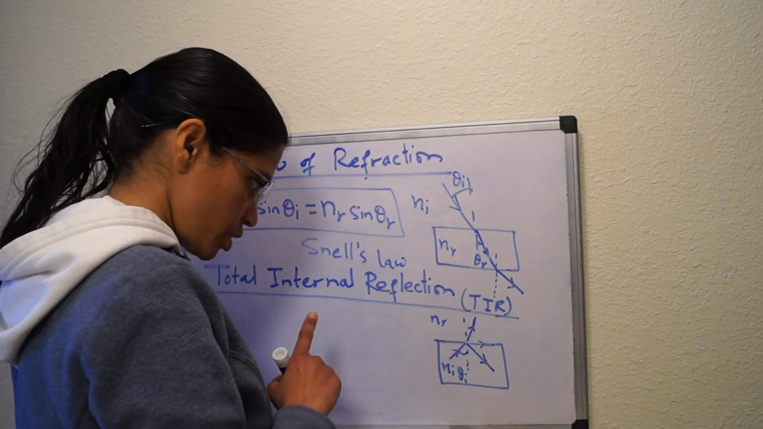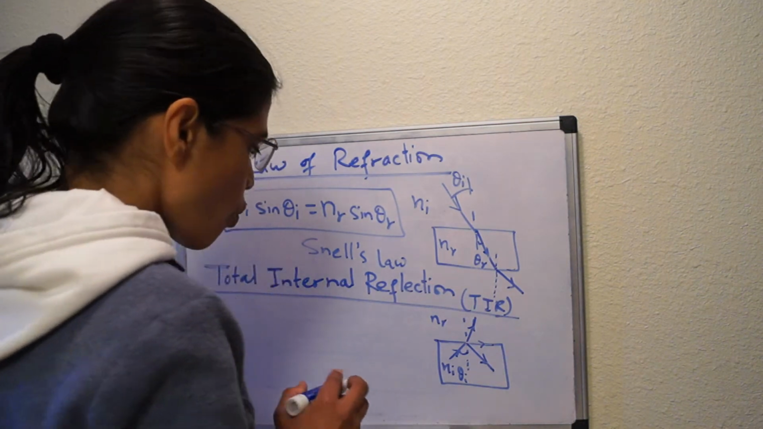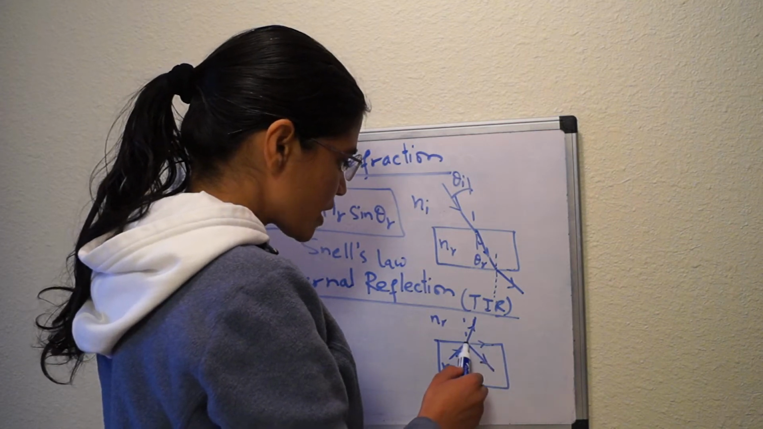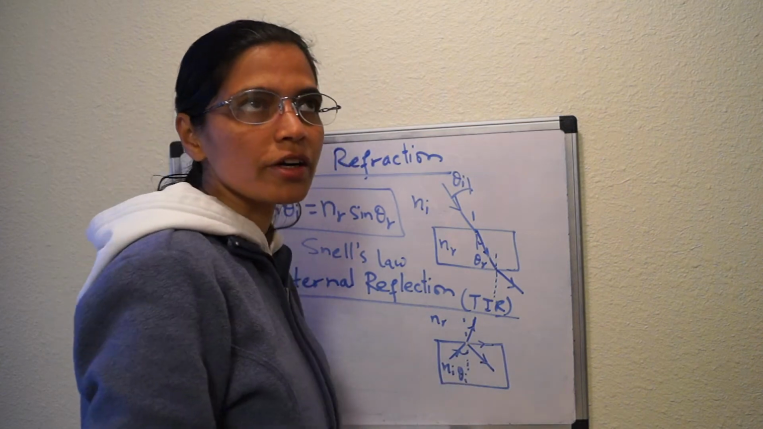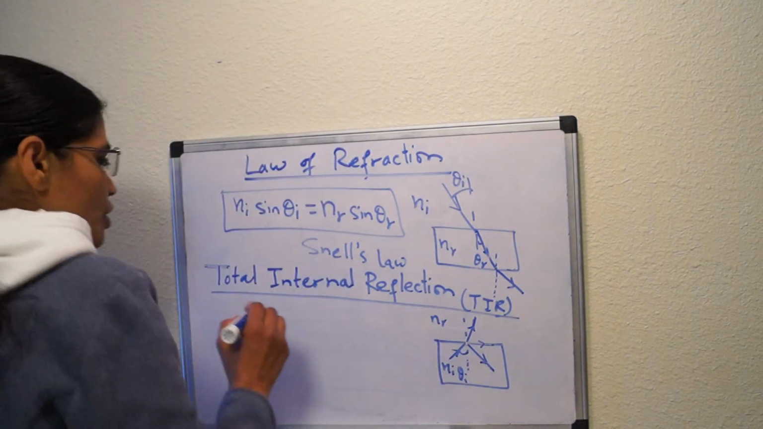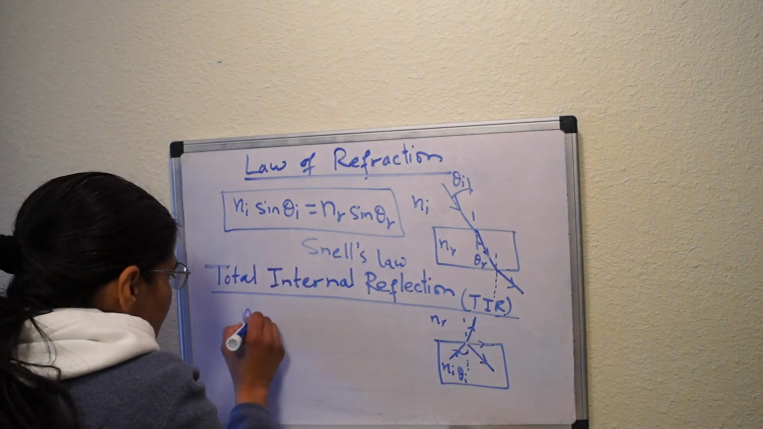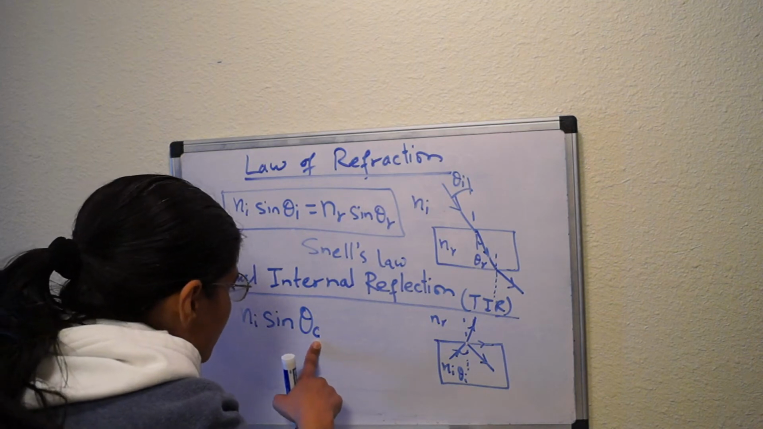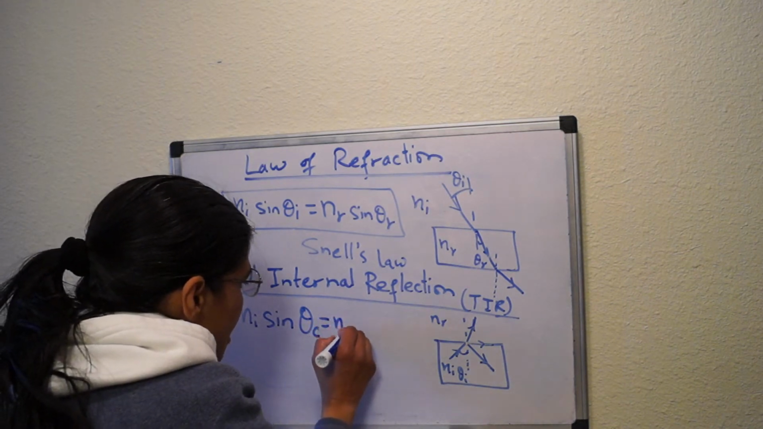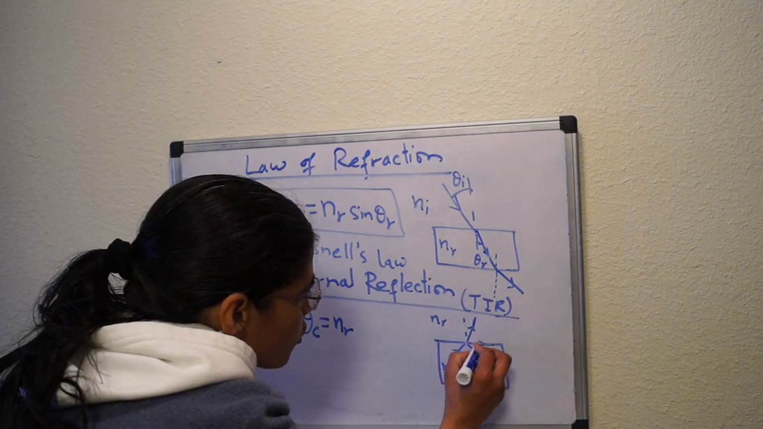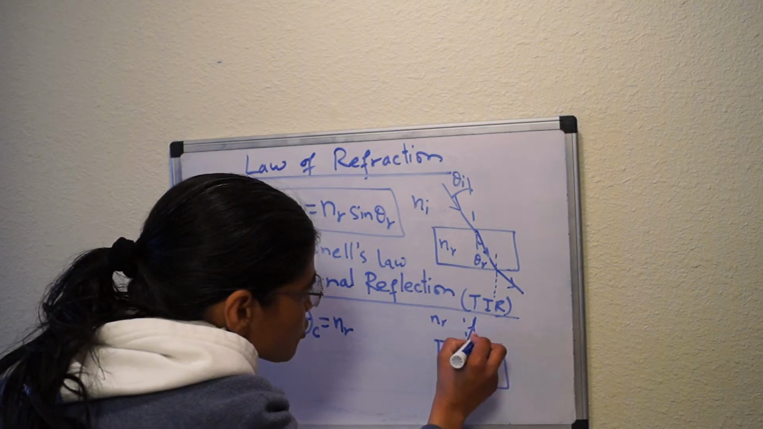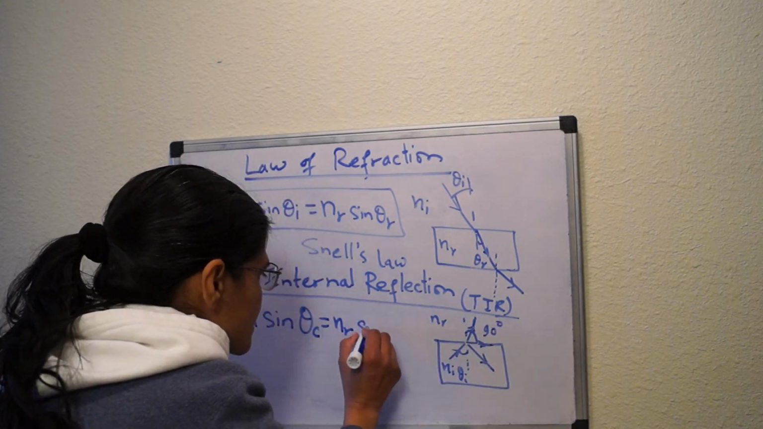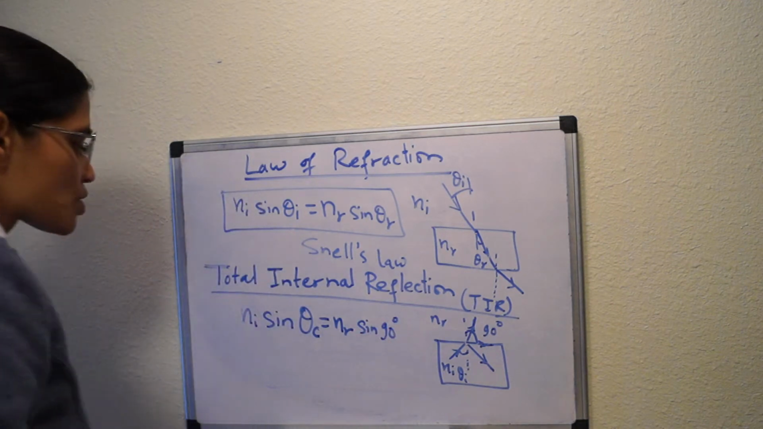So this condition here, when this refracted ray goes along the interface, this is called the condition for critical angle. Using Snell's law, NI sine theta C, we call theta C the critical angle, equal to NR sine, if this is going along the boundary, along this interface, what's the angle with respect to the normal? It would be 90 degrees. So that would be sine 90 degrees, and we know sine 90 is 1.